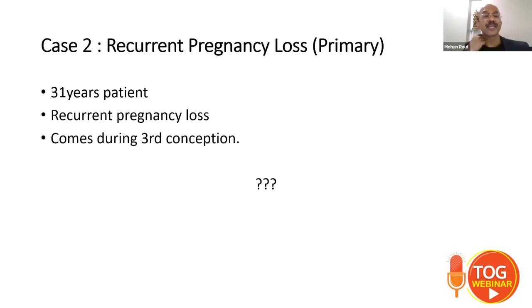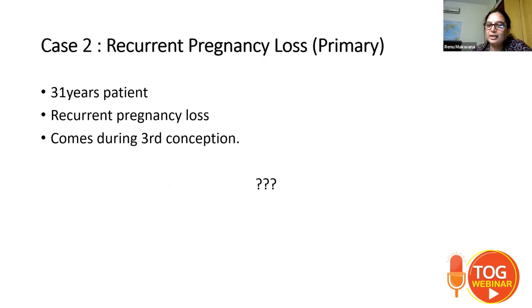We'll come to the second case, which is a case of recurrent pregnancy loss. A 31-year-old patient with recurrent pregnancy loss. There were 2 miscarriages, and she came during the third pregnancy to Dr. Renu. Every time at 7 to 8 weeks the heartbeat comes, and the patient comes with absent cardiac activity in the same week.